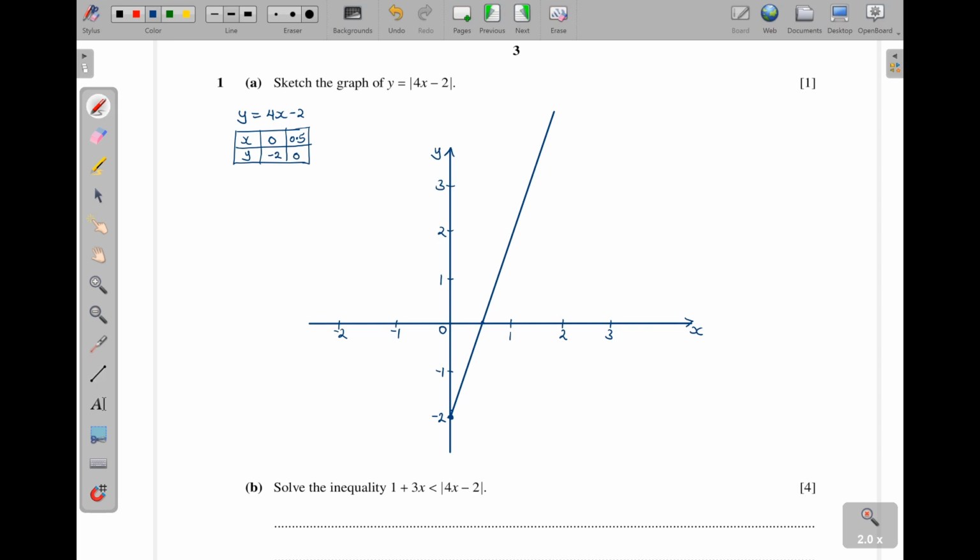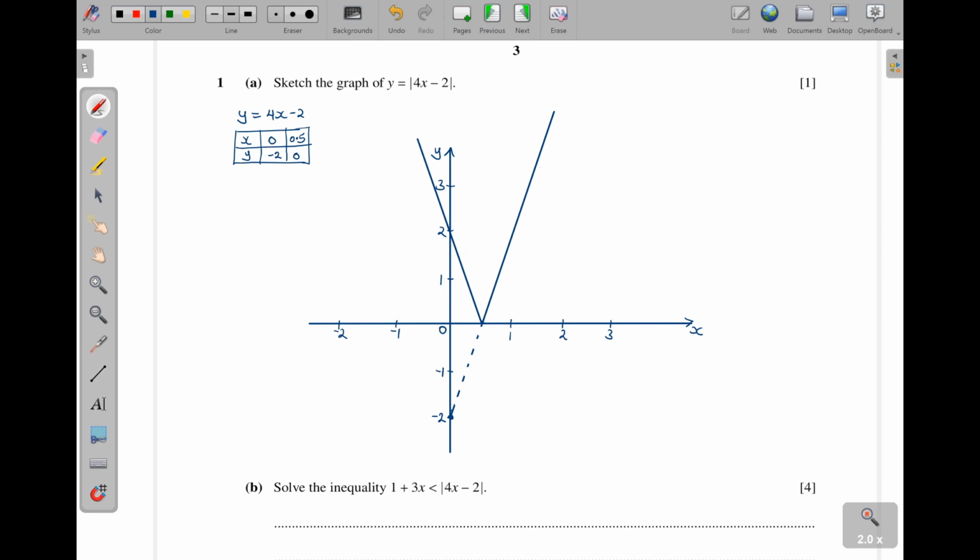But then, since this is modulus, we are dealing with the absolute values. So what is negative becomes positive. You can even make this one dotted or rub it away completely. What appears to be negative here, we reflect in the x-axis. So when we reflect it, here it was passing through negative 2, then it will come and pass through this positive 2 here. So you do this like that.